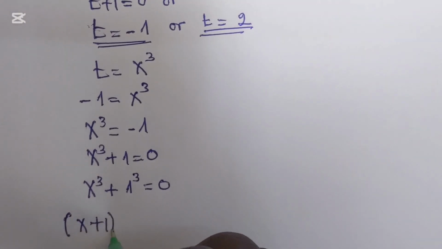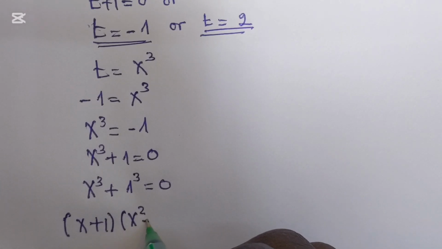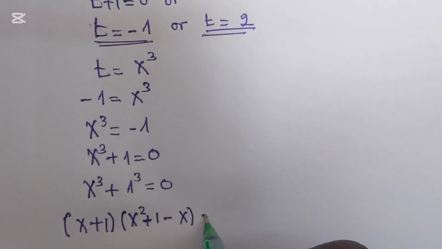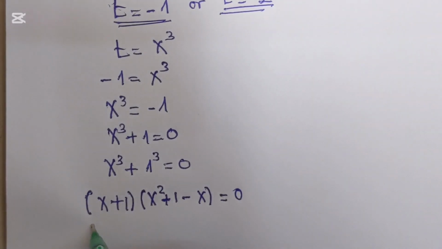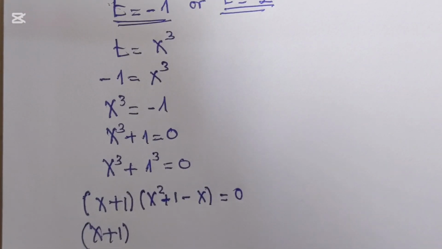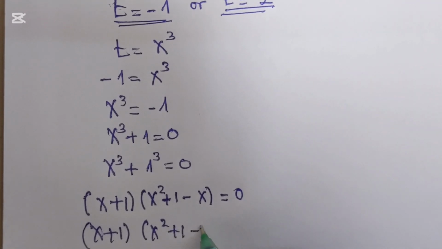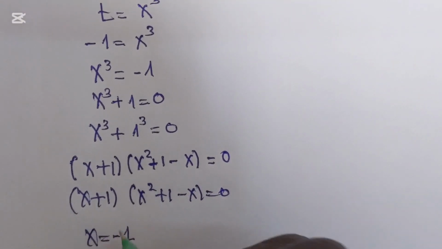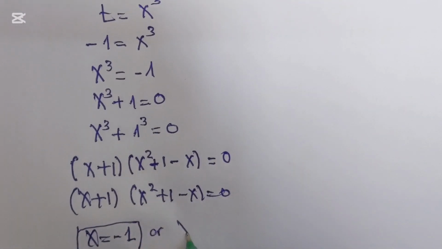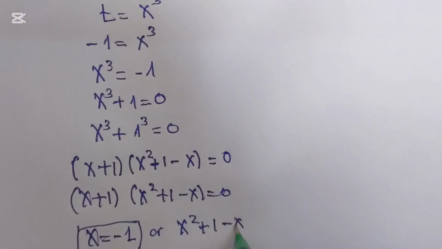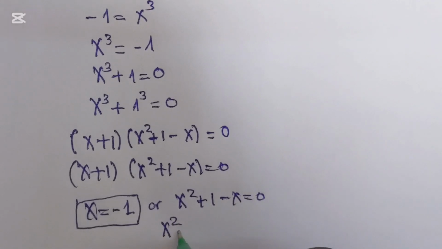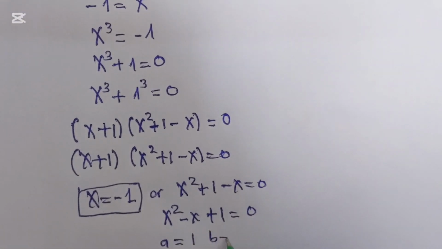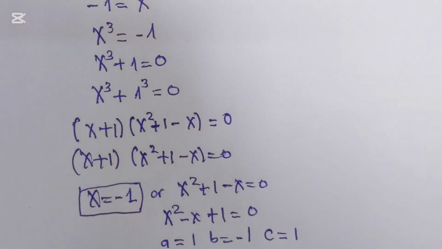So this will be equal to x plus 1 times x squared minus x plus 1, which equals 0. So x plus 1 equals 0, so our x will be equal to negative 1, or x squared minus x plus 1 will be equal to 0, where x squared minus x plus 1 equals 0 means that A is equal to 1, B is equal to negative 1, and C is equal to 1.